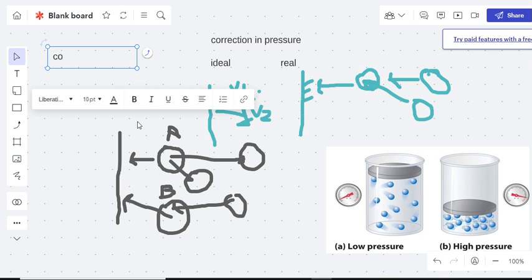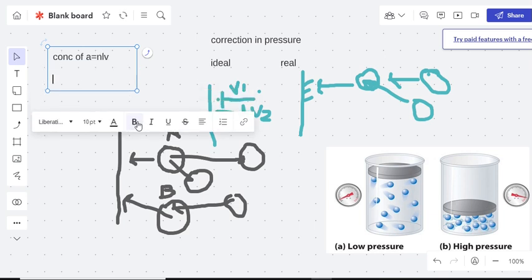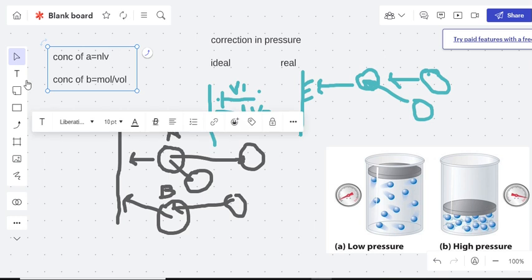concentration of A, which is equal to the number of moles divided by volume, and the same for concentration of B, which is moles divided by volume again. So let me write it here. Concentration of A, which is... okay, wait.